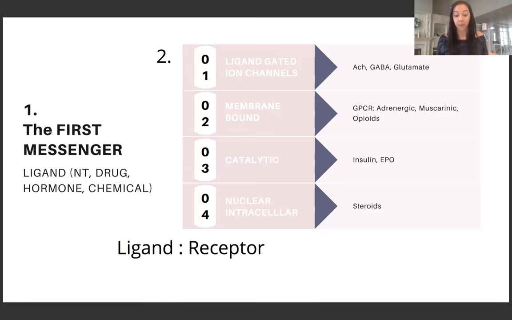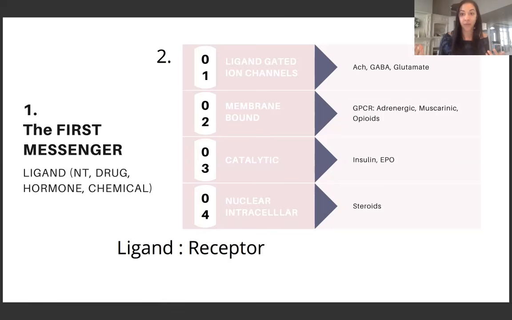You also have membrane bound, which is kind of like this middleman. It's metabotropic, and that activates cytoplasm receptors. So that is your GPCR, the G proteins. That is how epinephrine works. That's how muscarinic drugs work, cholinergic drugs. Opioids work by G proteins. Communicating by cell membrane receptors, membrane bound. I think of that as the middleman, the middle person.